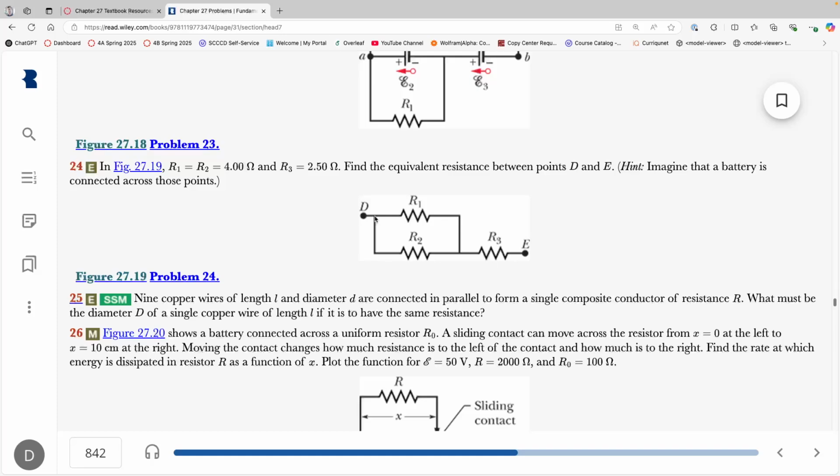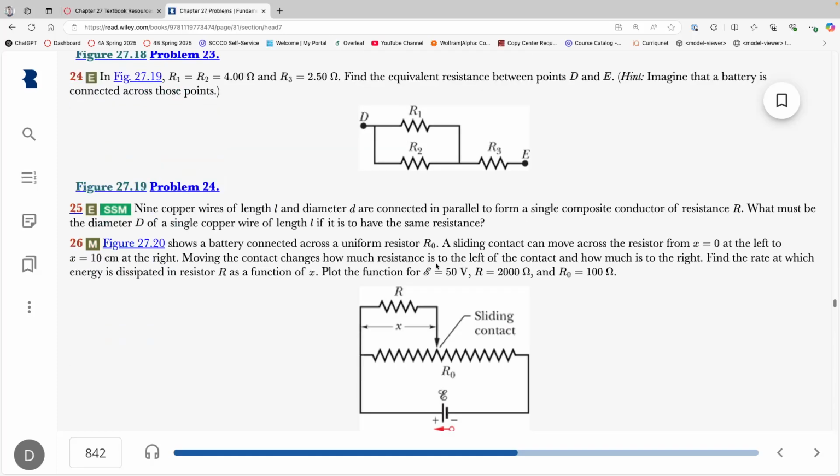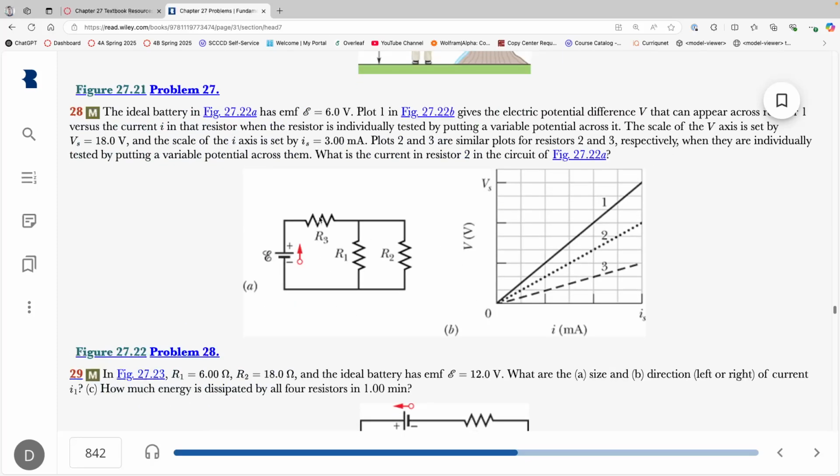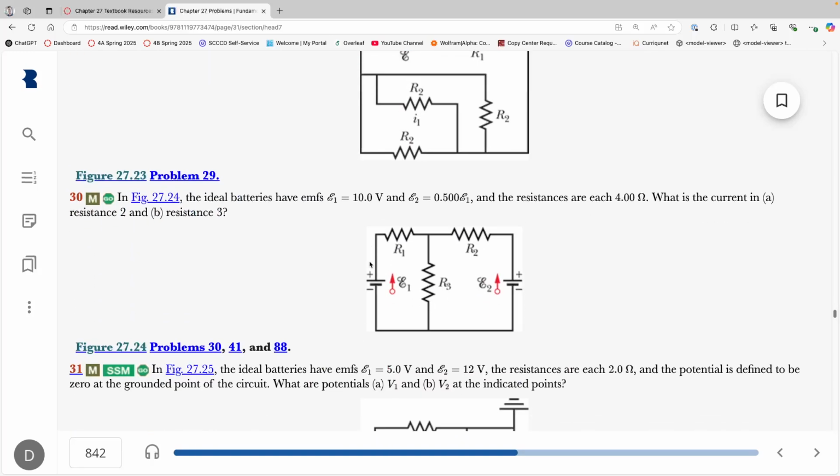How would you find the equivalent resistance here? Parallel and then series. That's scary. No idea what's going on there. So, yeah, I don't care what's going on in this part, but just practice reducing this circuit, right? Parallel, series. You did that one.